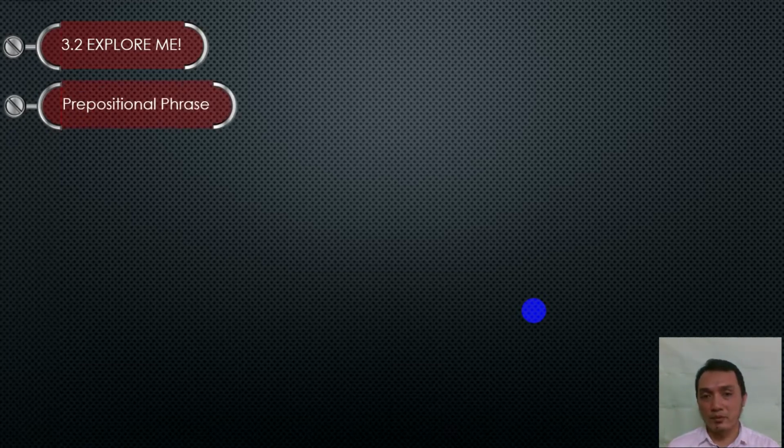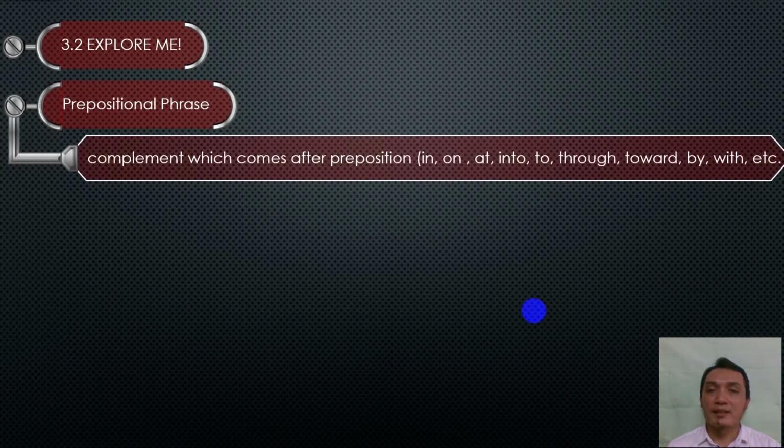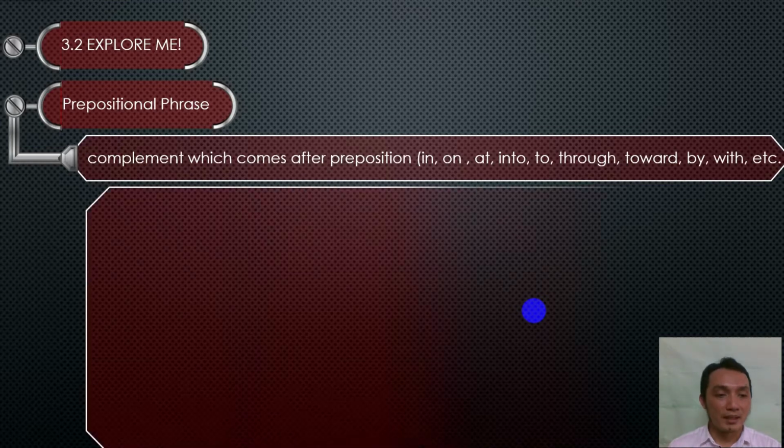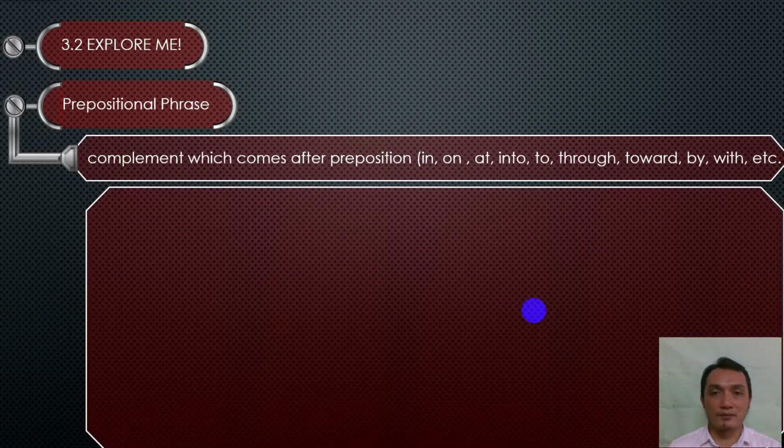The first is about the prepositional phrase. A prepositional phrase is a complement which comes after a preposition such as in, on, at, into, to, through, toward, by, with, etc. There are many kinds of prepositions, such as before, after, and so on. This is an example sentence: They first met at the party.